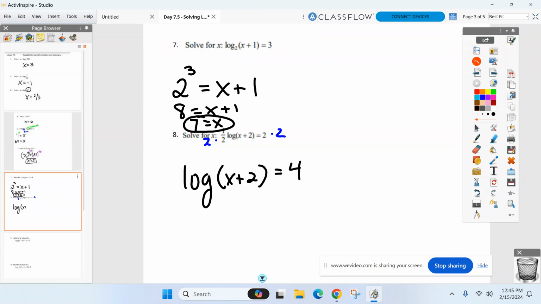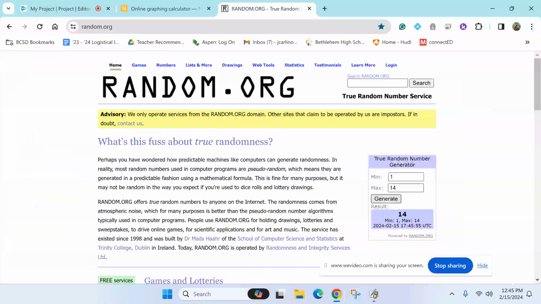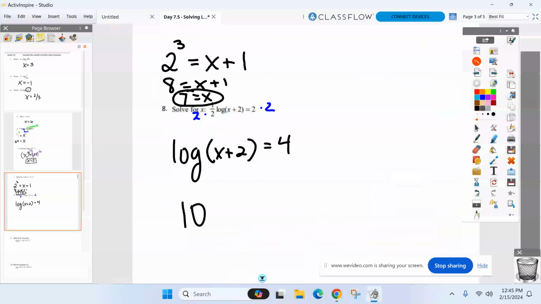Equals 4. All right, what's going to happen when you convert this, though? There's nothing there for the base, but we know it's a 10. So it's going to be 10. Somebody finish this now. 10 to the what? What do you got? 10 to the 4. Equals. There you go.